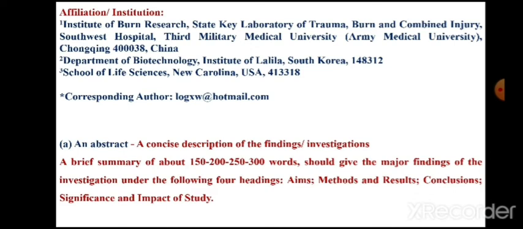This summary is written in such a way that there will be findings of the investigation under the following headings. It may be written continuously, or it may be written in segments. It is called a segmented abstract. It is written in aims, methods and results, conclusions, significance, and impact of study. So abstract can be written in segments like this, or it can be written in continuation that should include all these things.